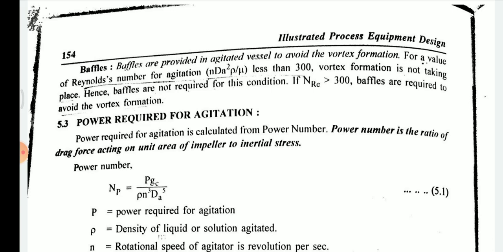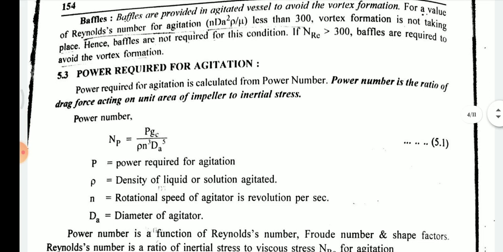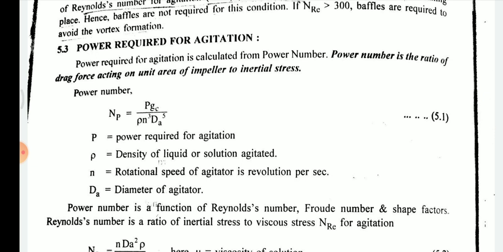Now today's topic is the power required for agitation. How much power is required, and how can it be defined by the power number? The power required for agitation is calculated from the power number. Using the power number we calculate the power requirement for agitation.